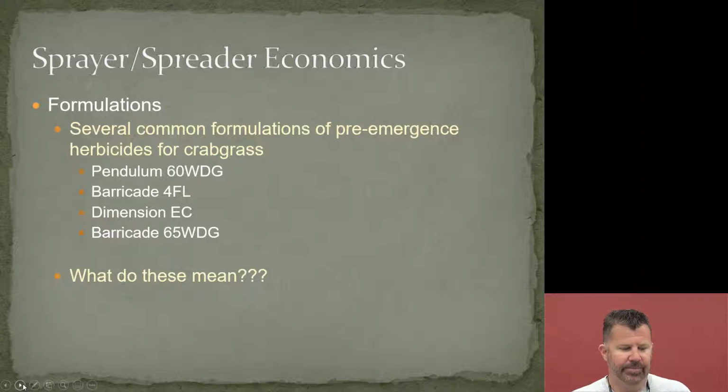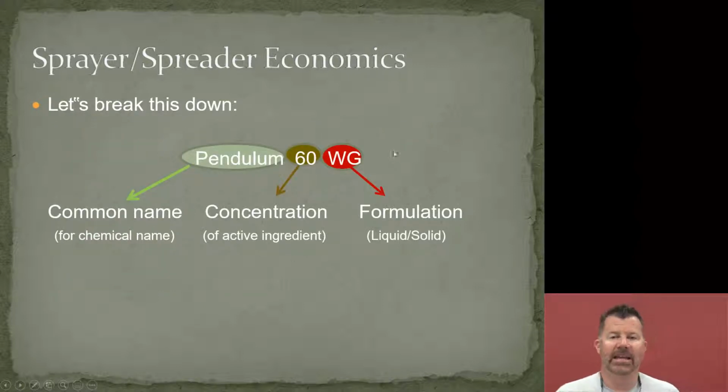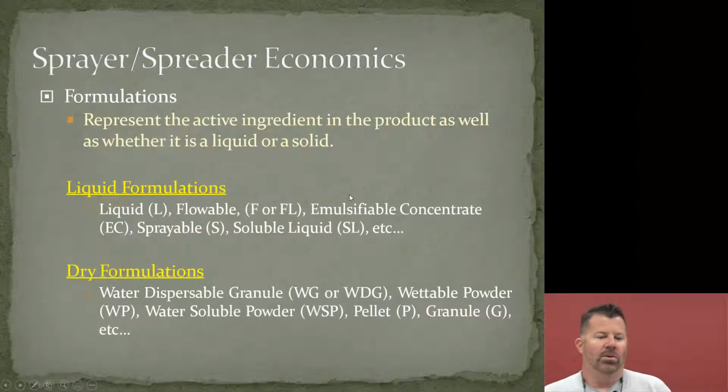And what do these mean? Well, let's break it down. Again, guys, this is a review. You've got your common name, which is Pendulum. Concentration at 60, and then WG. Water dispersible granules can be written WG or WDG, but that is your formulation. The formulations represent the active ingredient in the product as well as whether it is a liquid or a solid.